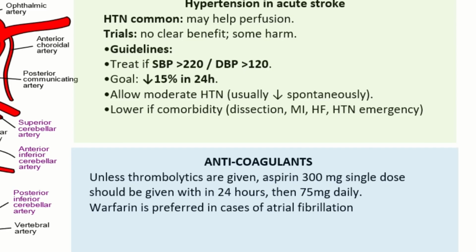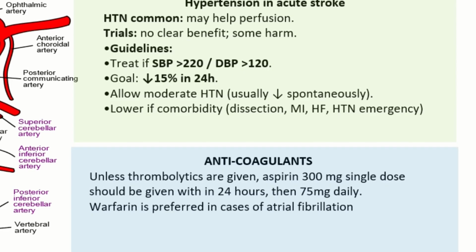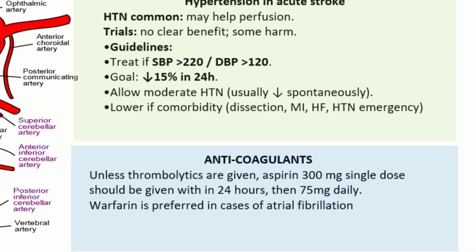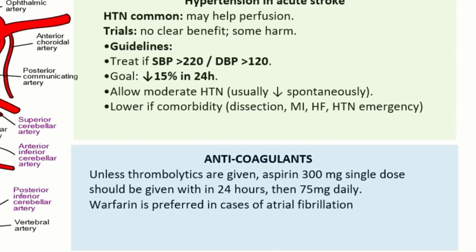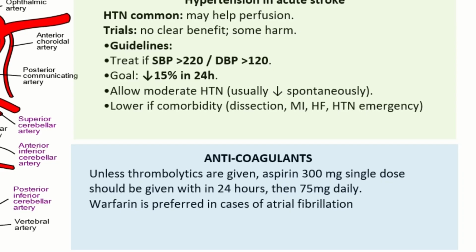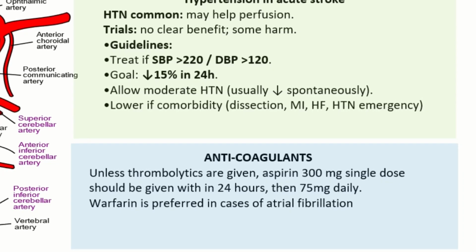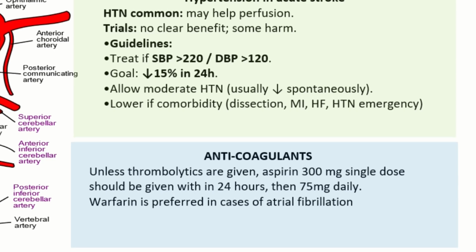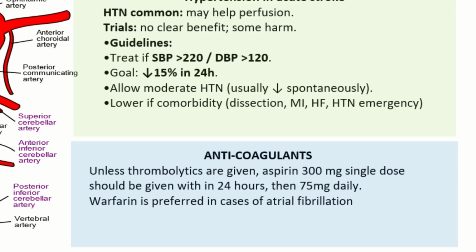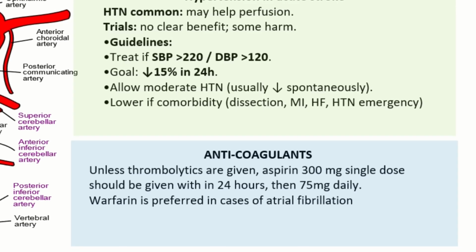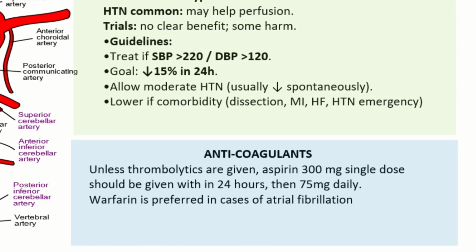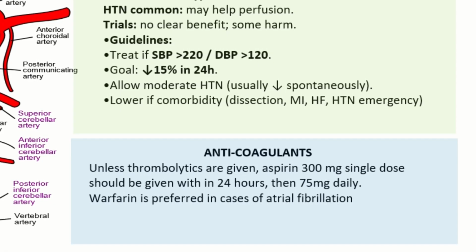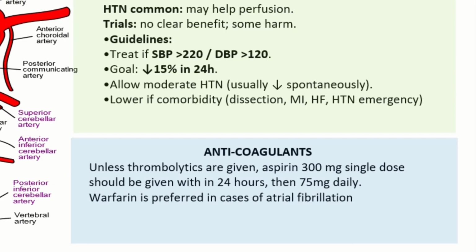Then we have a goal. So we want to treat hypertension only if we are having a systolic blood pressure greater than 220 and a diastolic greater than 120. And also, you may want to reduce the blood pressure if you are considering giving TPA. So the goal is to reduce it by 15% in 24 hours. And then most of the time it's going to go down on its own. It's going to resolve spontaneously after some time.